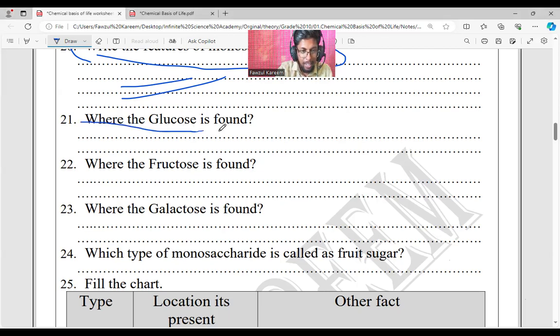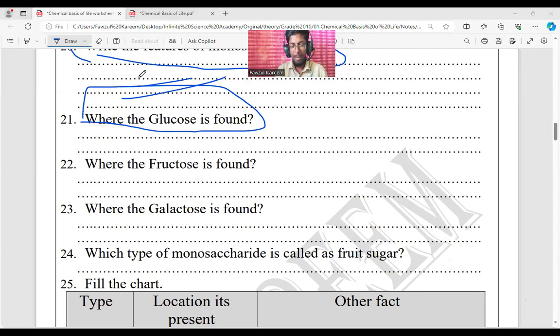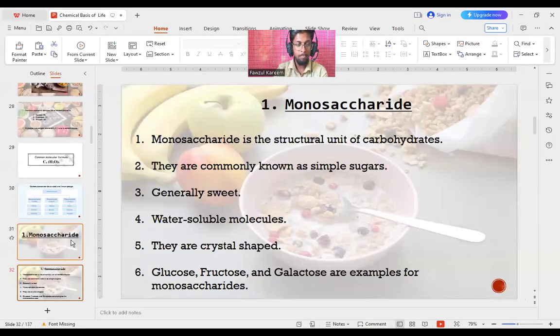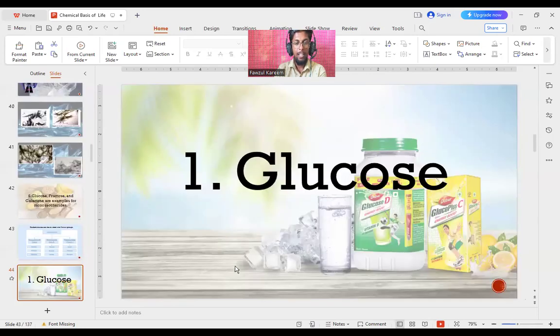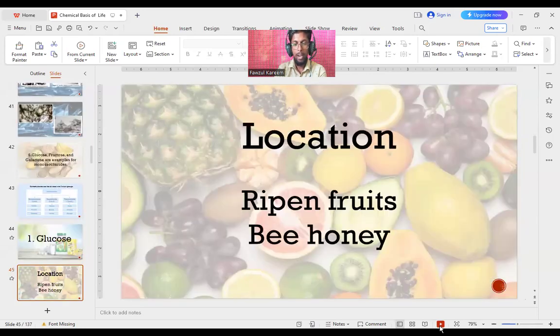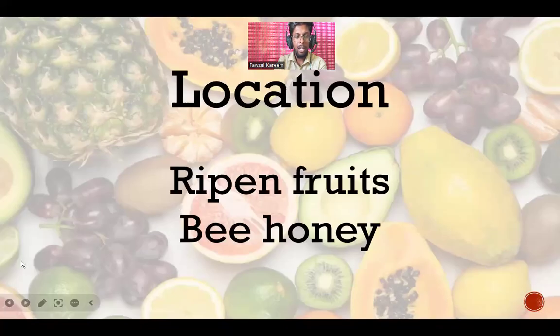Okay, right. So now we'll start. Monosaccharide, we can divide the monosaccharide into 3. Very good. What are they? Glucose, fructose, and galactose. Right, okay. So where is glucose present? In ripened fruits and bee honey.